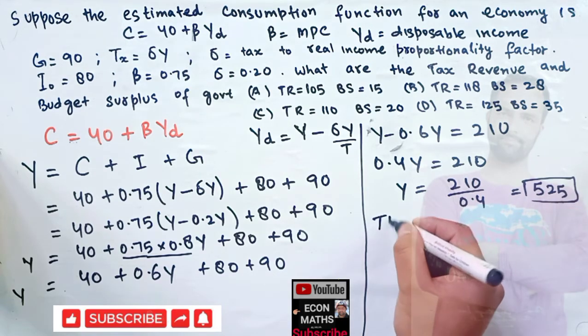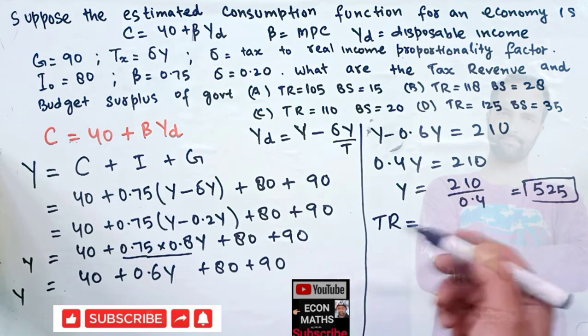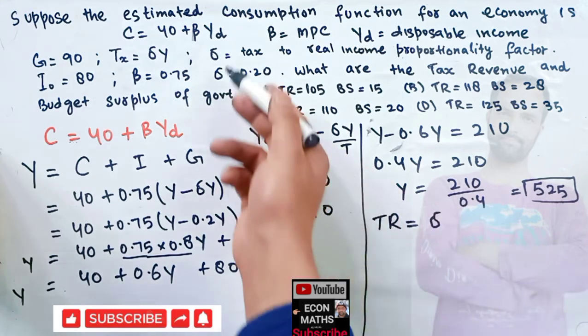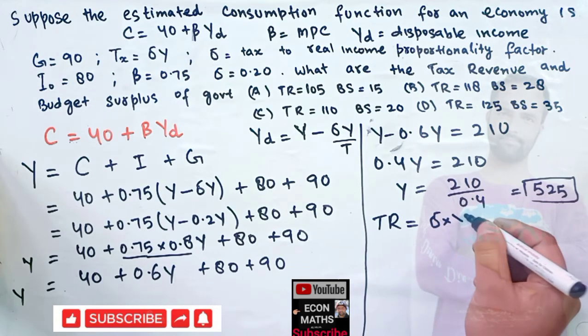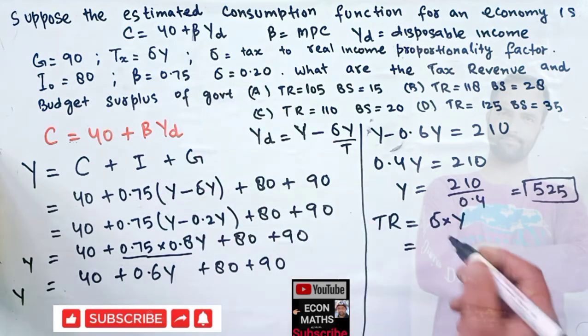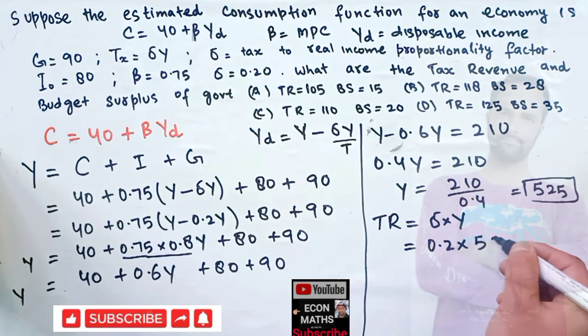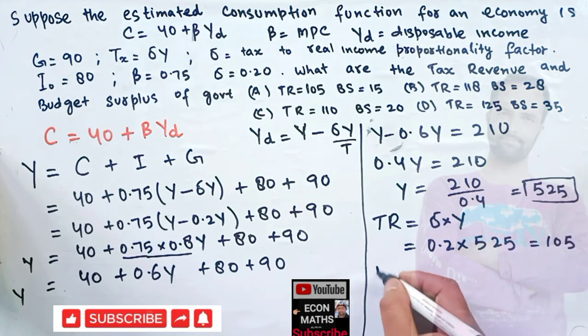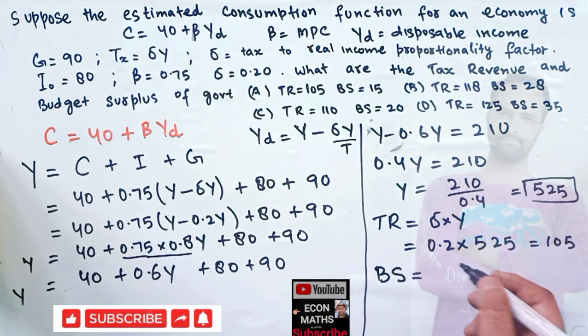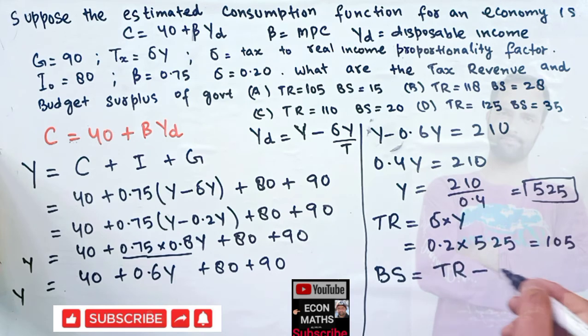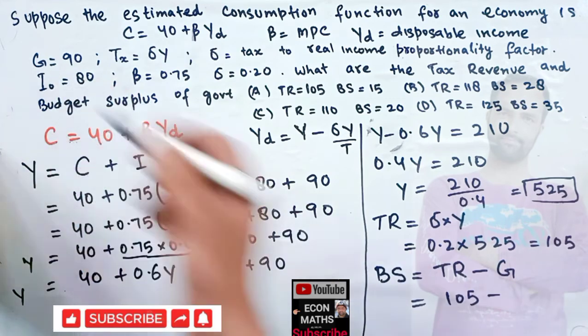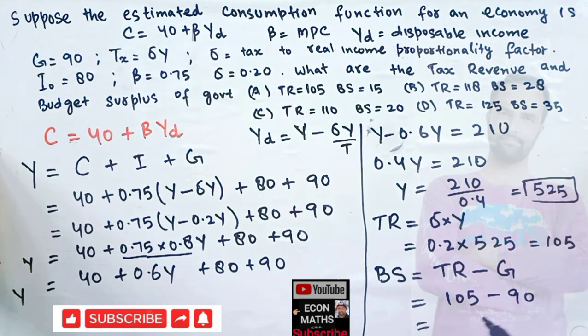To find the tax revenue, it is simply our tax rate, denoted by δ, into the equilibrium level of income. The value of δ is 0.2 and the equilibrium level of income we got here is 525, which comes out to be 105. This will be our tax revenue. And what is the budget surplus? Budget surplus is simple: to our tax revenue we subtract the government expenditure. Tax revenue is 105 and government expenditure is given as 90, which means our budget surplus will be equal to 15. Okay, thank you.